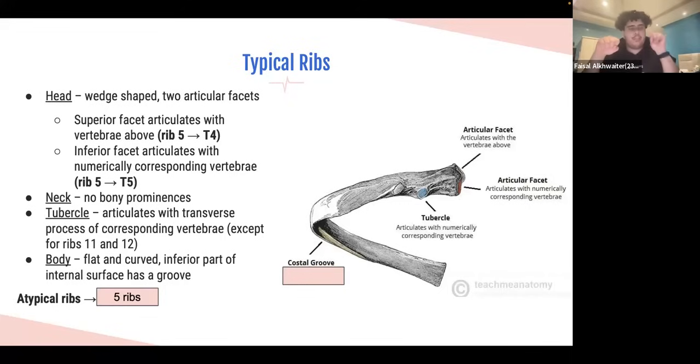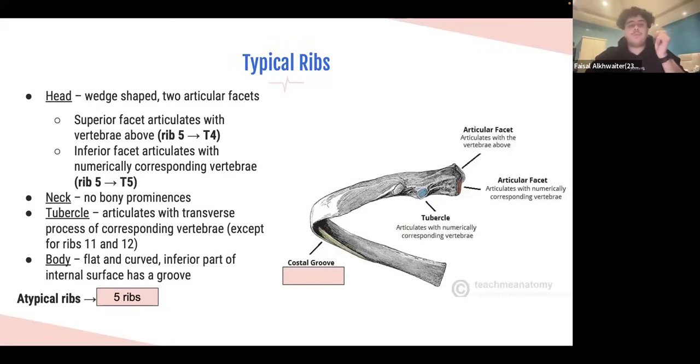So usually the superior facet. We've got 2 facets. The superior facet connects with the vertebra above the rib itself. So let me clear this up. We've got rib number 5. It has 2 facets. The superior facet would attach to T4, and the inferior one would attach to the corresponding, the same number, rib T5. And in the neck, there is no bone, there is nothing significant.